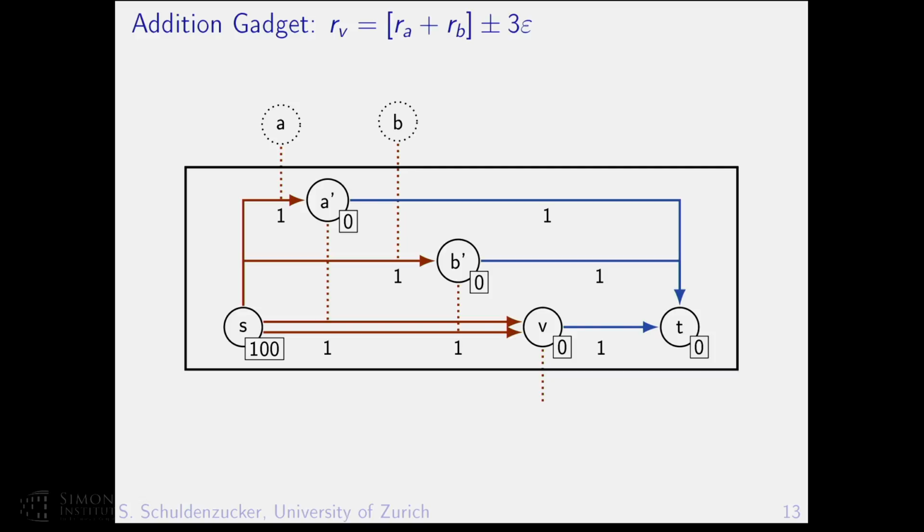And the way our construction works is that the information, the signal in the circuit, travels along the recovery rates of the banks. So we have two input banks, A and B here, that belong to some financial system we have already constructed. And we have an output bank V here, and we construct this such that the recovery rate of V is equal to the recovery rate of A plus the recovery rate of B, restricted to [0, 1], plus minus 3 epsilon.